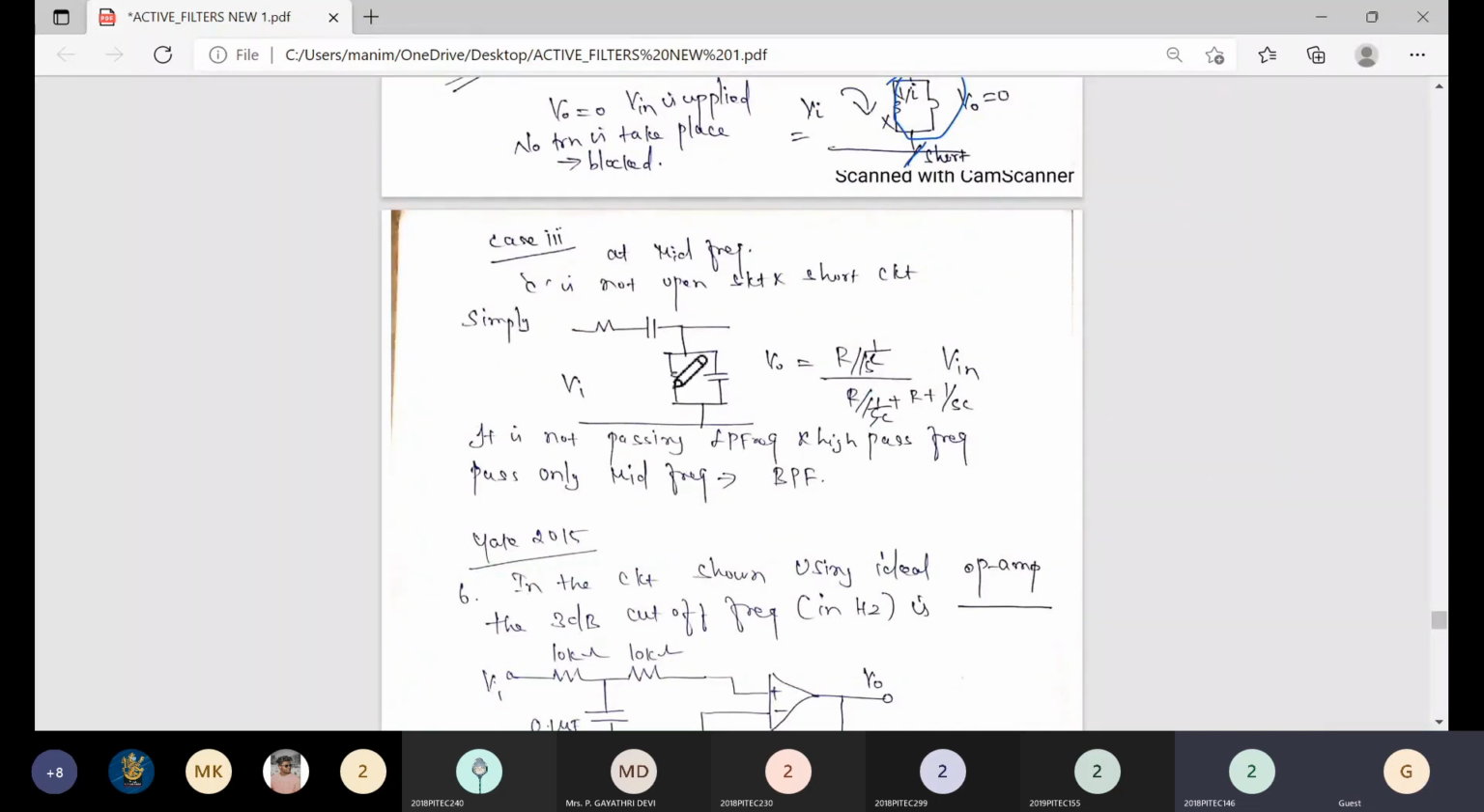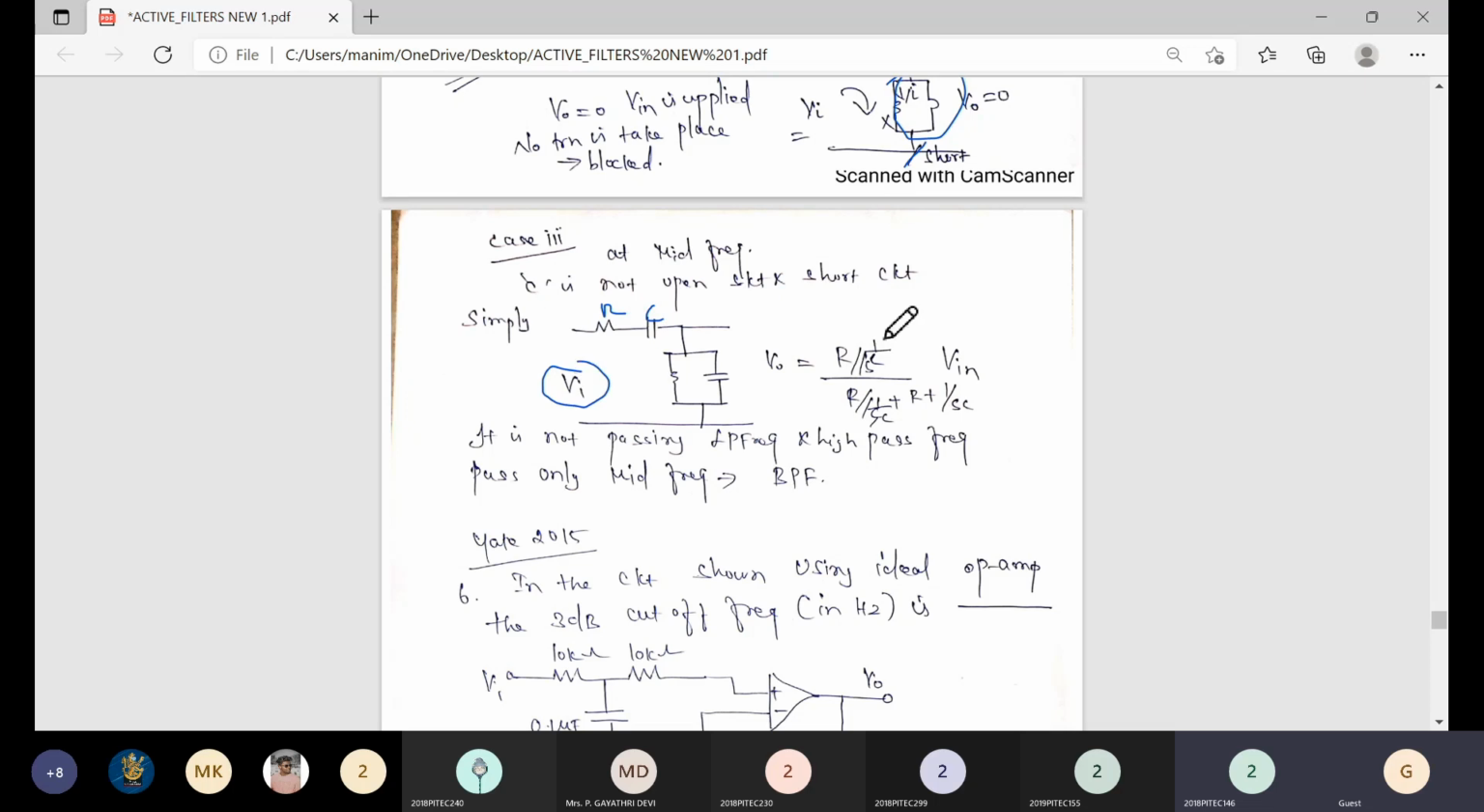What is the output voltage? These are connected in parallel, and this circuit is connected in series, right? So you know how to write this equation. What is V naught? V naught equals, this resistance and capacitance are parallel, R parallel of 1 by SC, divided by R parallel of 1 by SC plus R plus this capacitance, R plus 1 by SC, into the input voltage.